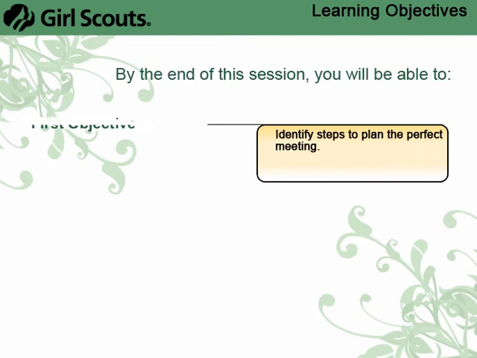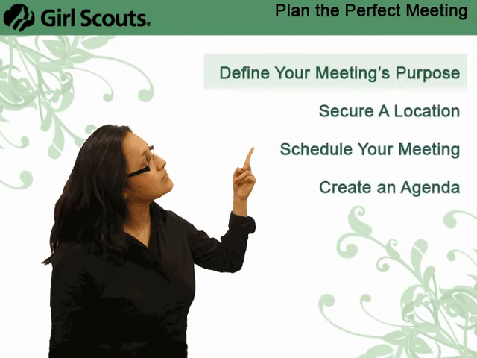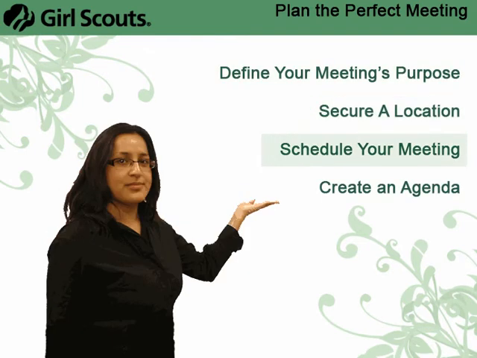Let's get started with our first learning objective. Successful meetings require management before, during, and after the meeting. Let's begin with the planning phase of this process. The 4 steps that you should be able to identify when planning your meeting are defining your meeting's purpose, securing a location, scheduling your meeting, and creating an agenda.